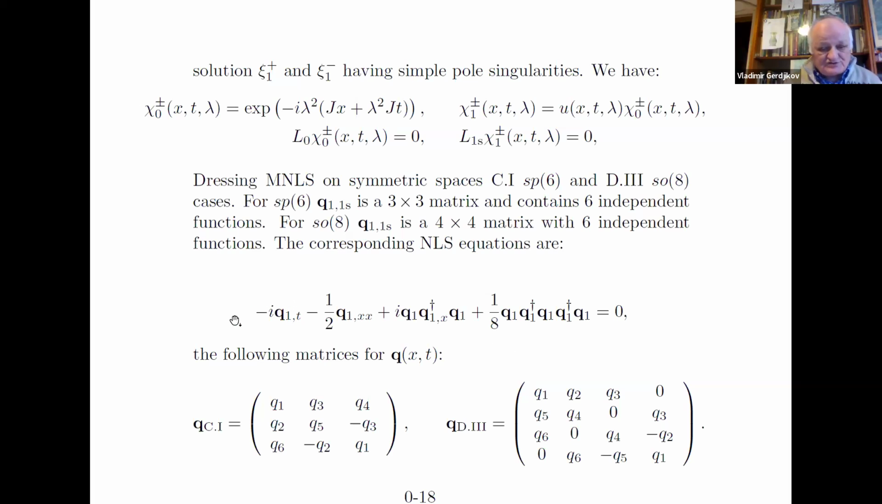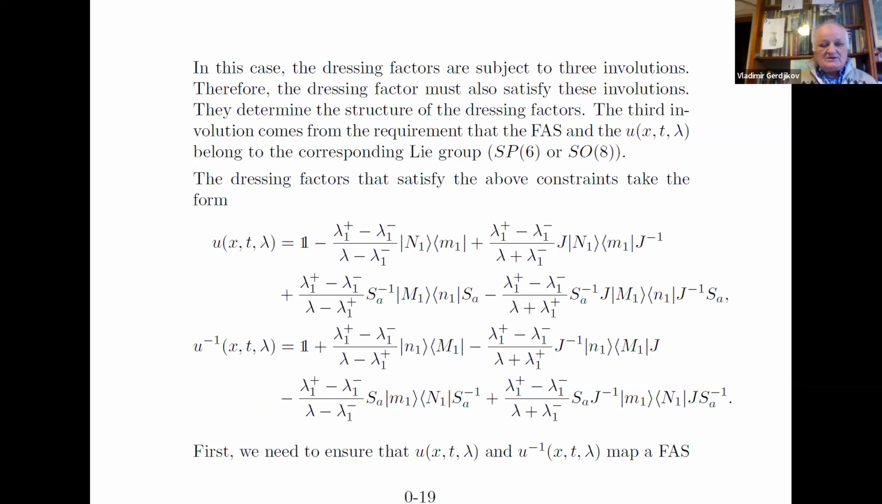The corresponding equation that must be satisfied is this one. We took just one of the previous equations, which is enough. In this case, the dressing factors are subject to 3 involutions. One was lambda going to minus lambda. Another was lambda going to lambda complex conjugate. And the third involution was that they belong to a symplectic orthogonal algebra.